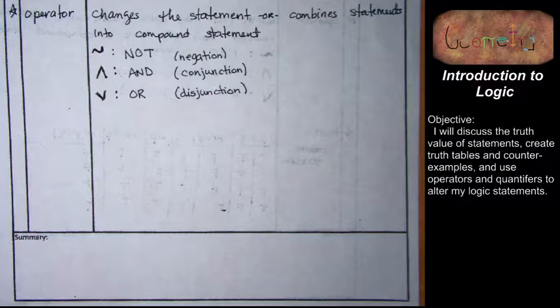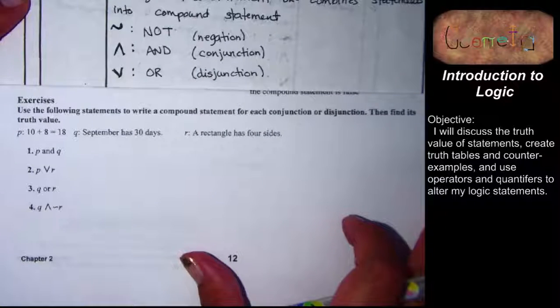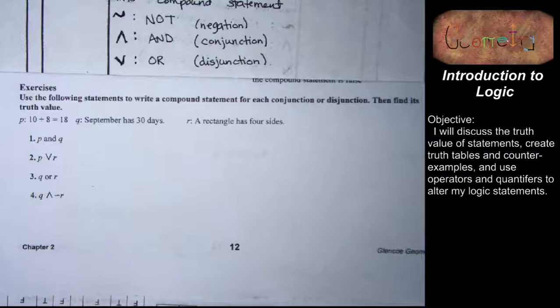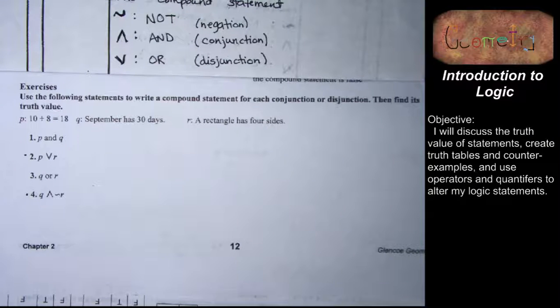All right, let's look at our study guides. The exercises on the front, bottom of the page. Numbers 1 through 4. I'm going to look at number 2 and number 4 specifically. The directions say, use the statements to write a compound for each conjunction or disjunction. Okay, so we're not going to worry about finding its truth value. We're just going to write out the statement.